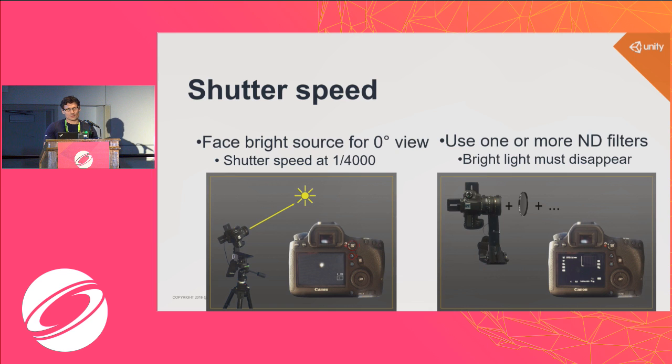For a scene with very bright light sources, the first step is to determine the ND filters to use. For the 0-degree view of our process, we turn the camera to face the light source. We set the shutter speed to the minimum allowed. Then we install 1 or more ND filters in front of the lens until the light disappears on the preview. Once we know the ND filters to use, we increase the shutter speed until the light source is not clipped, like before.